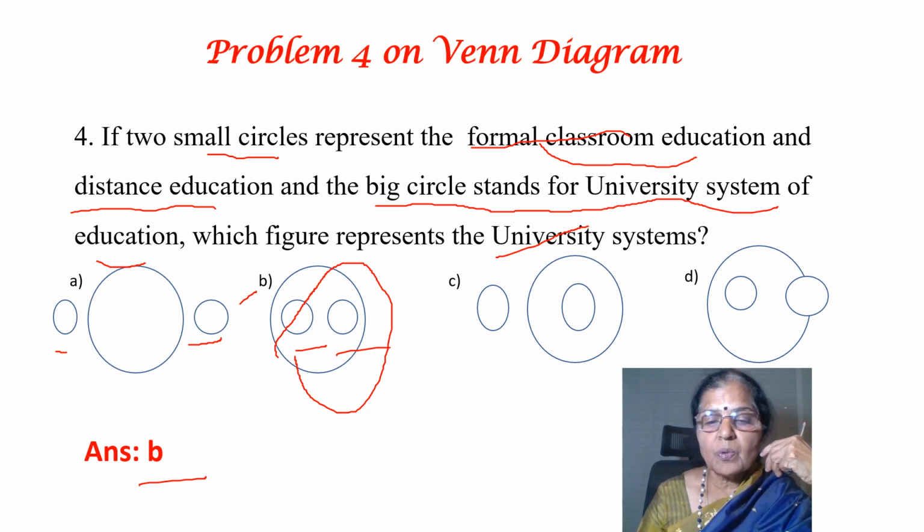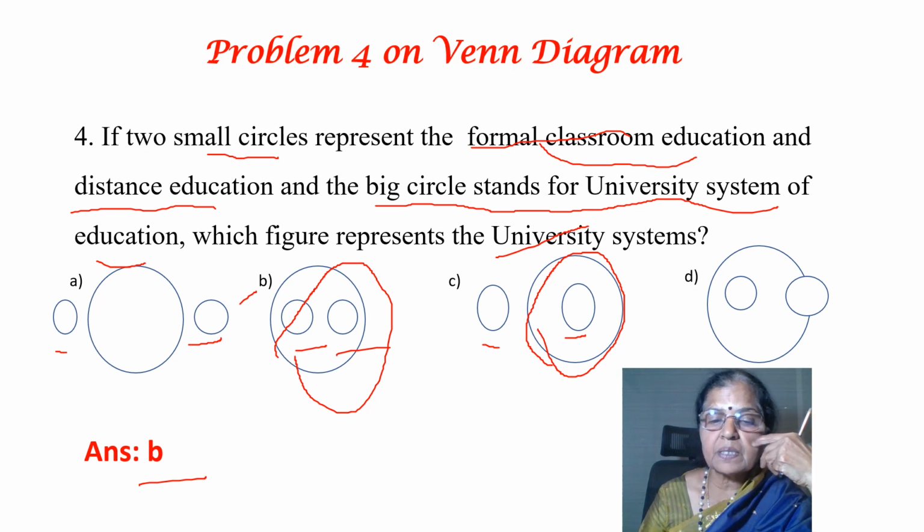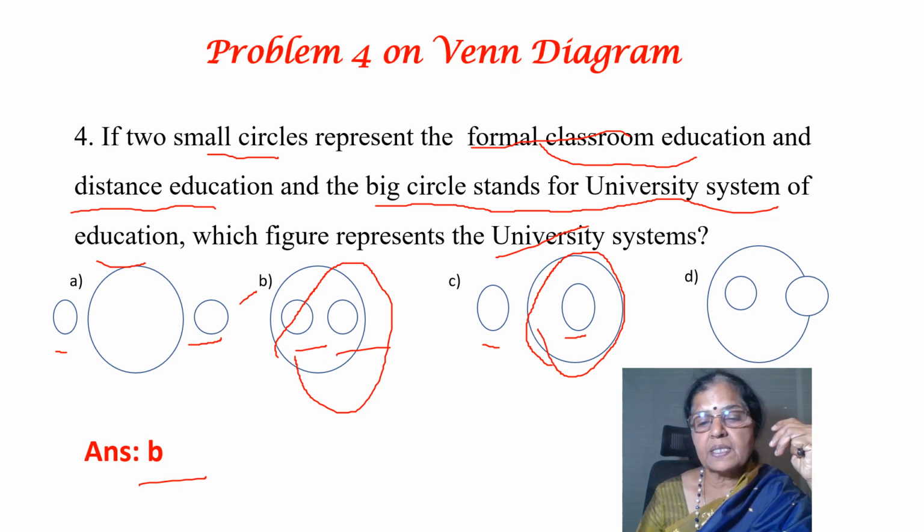In C, the small circle is outside. One small circle is contained within the larger circle, the university system. That means we assume that formal classroom is contained within the university system and distance education is apart from the university system, which is not a fact. All the systems, whether it is formal classroom system or distance, they all come within this university system. So C cannot be the correct answer.